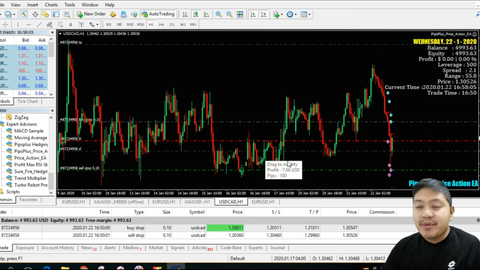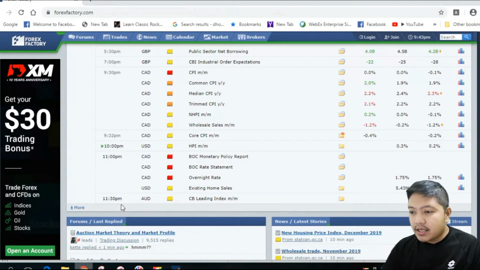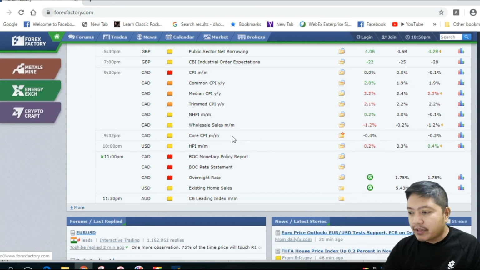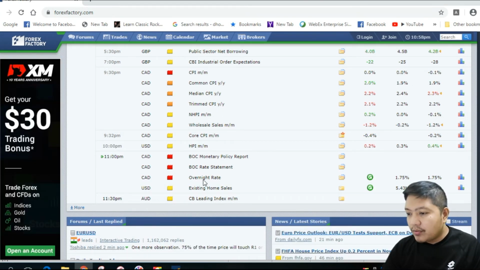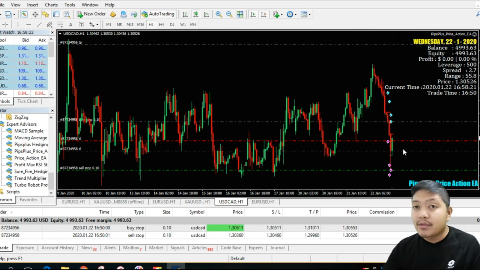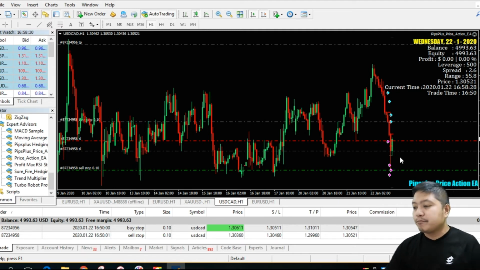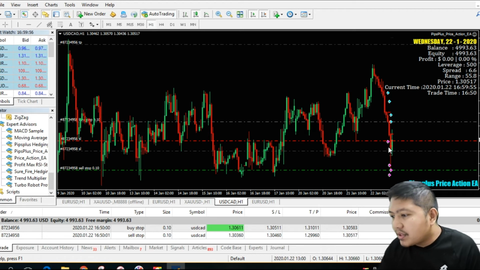Okay guys, the time now is almost 2 minutes left. As you can see here on forexfactory.com, the overnight rate is about 2 minutes more to go. We will see what the market movement is, either shoot up or shoot down, and which one will be hit, either our buy stop order or sell stop order. Okay guys, here we go. Almost about 5 seconds to go.